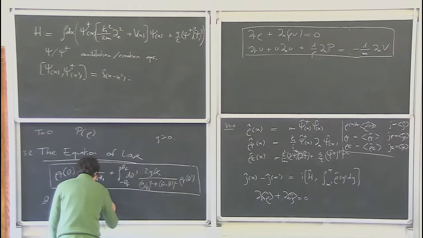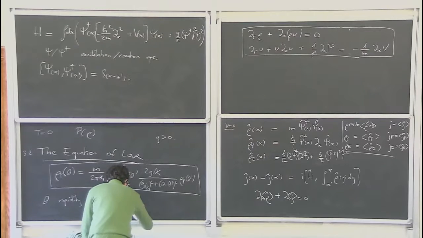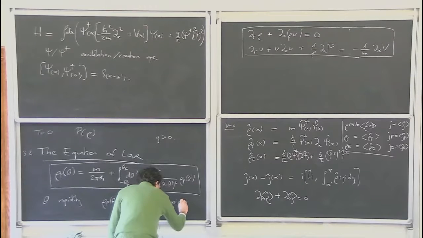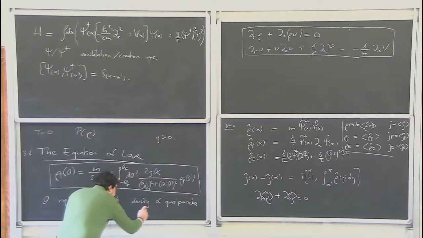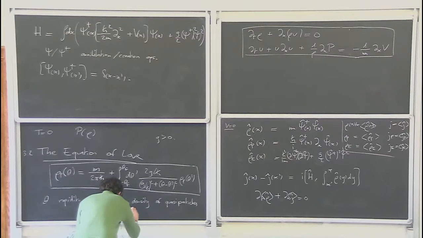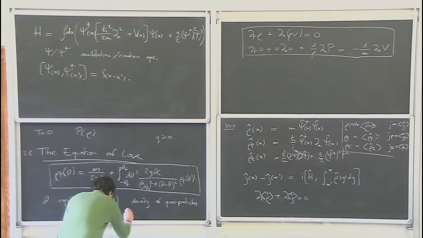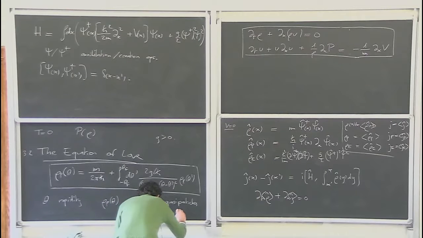And rho p of theta is the so-called density of rapidities, or you may think of it as the density of excitations or of quasi-particles. Here I can really not avoid the quasi, unfortunately. So here, the density of quasi-particles that are moving with rapidity theta around a position. This is homogeneous to an inverse length times an inverse velocity.